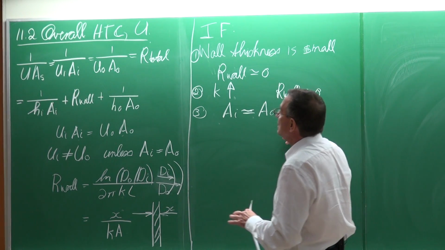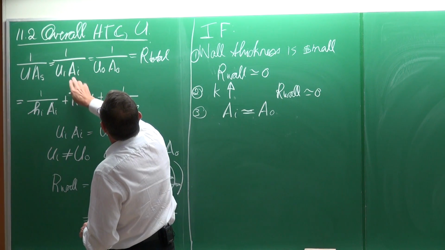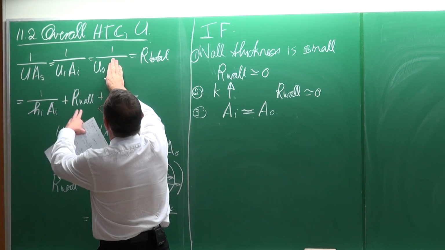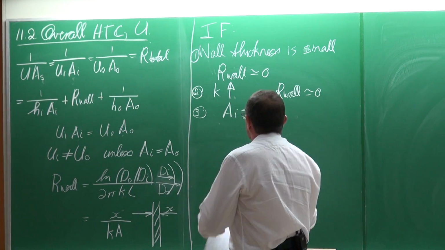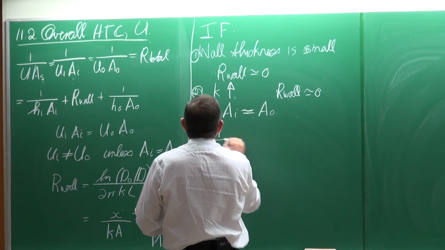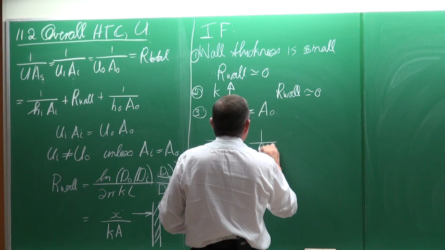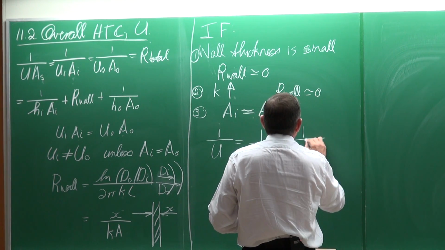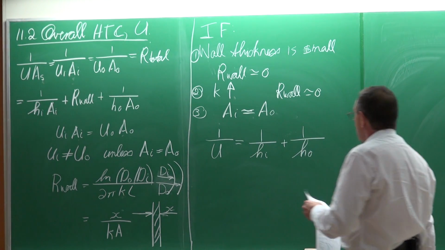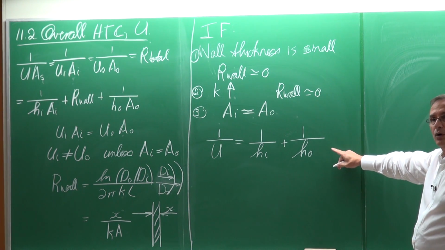If you have these three conditions, and we look now at this equation, it means that area is equal to that area, do you see? And that area is obviously equal to that one. So it means that 1 divided by the overall heat transfer coefficient is then equal to 1 divided by the heat transfer coefficient on the inside plus 1 divided by the heat transfer coefficient on the outside. So you make things really very simple.